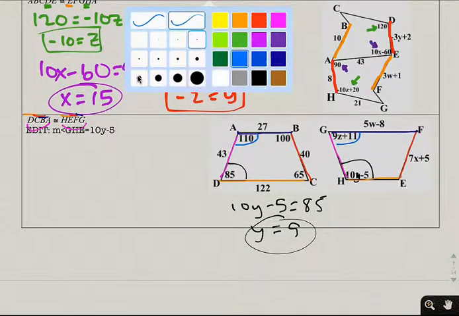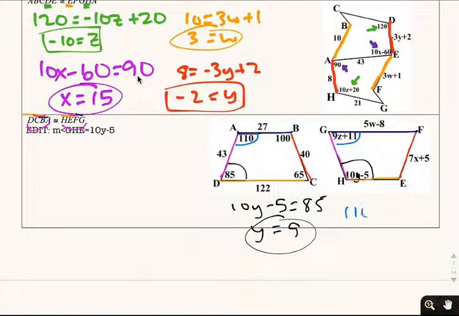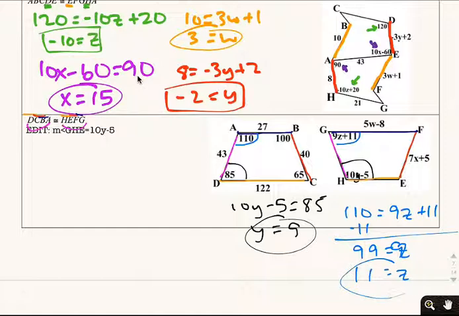Let's see. The blue here, we have 110 is the same as, because they're congruent, 9z plus 11. Is that right? Yeah, that's right. Okay. So I take and subtract 11 over here. I should get 99 is equal to 9z. So z is equal to, let's see, what's that, 11? That's weird. Look at 9z. Let me fix that before it drives me crazy.